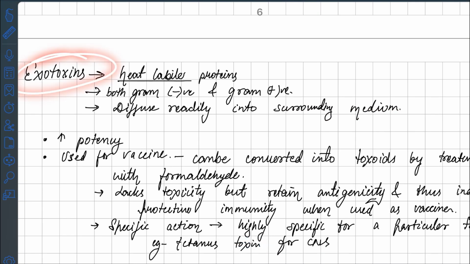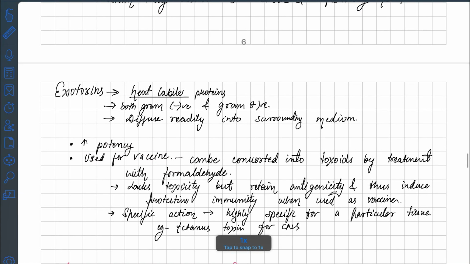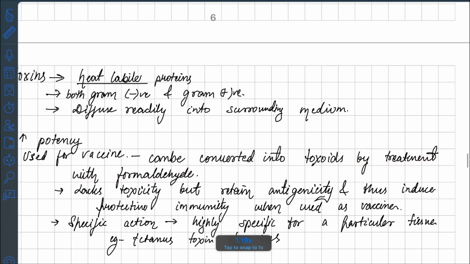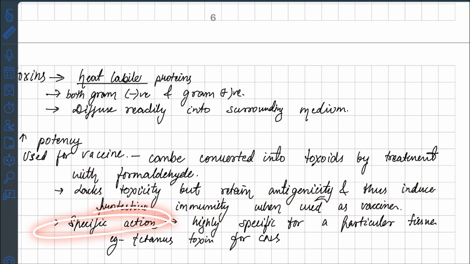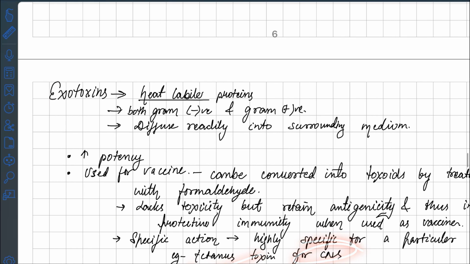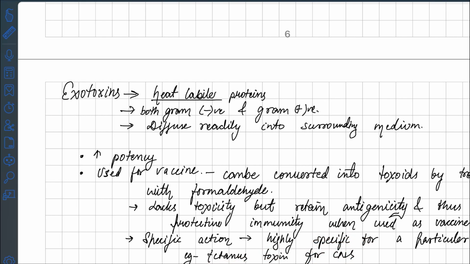Now the exotoxins are also used in the process of making vaccines. They can be converted into toxoid by treatment with formaldehyde. It lacks the toxicity but retains the antigenicity, thus it can induce protective immunity when used as a vaccine. Then the specific action: it is highly specific for a particular tissue, like tetanus toxin for CNS. So these are the functions or uses of exotoxin.